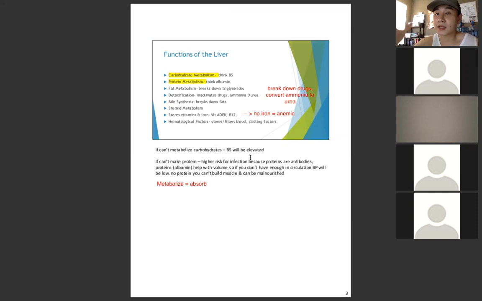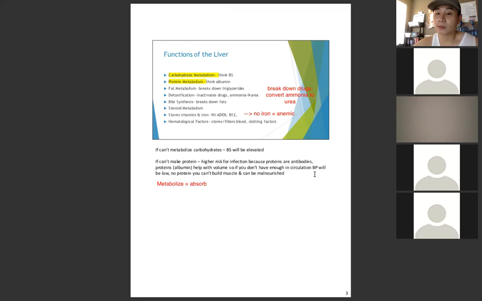So it will cause this elevation of the blood sugar. And then if we can't make protein, we'll have higher risk for infection because proteins are antibodies. Protein albumins also help with volume. So if we don't have enough circulation in blood pressure, the blood pressure will be low.